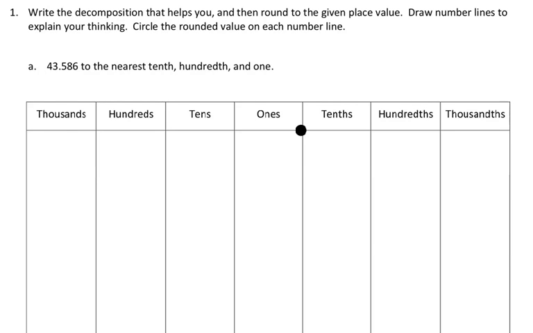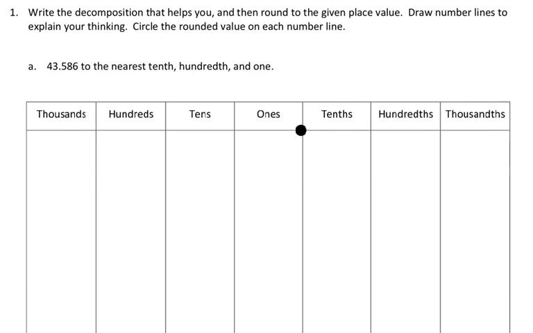the homework. So the homework problem number 1 says write the decomposition that helps you, then round to the given place value. Draw number lines to explain your thinking and circle the rounded value on each number line. And then the number that they give us is 43 and 586 thousandths. And we're going to take this number and we're going to round to the nearest tenth, hundredth, and 1.